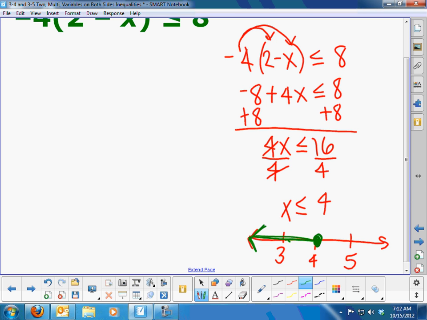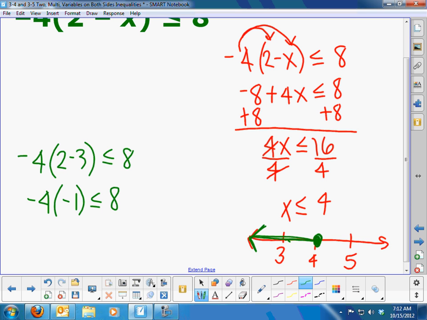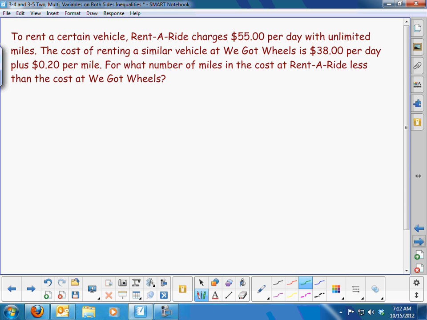If I plug in 3, because 3 is in my solution set, I should have -4 times 2 minus 3. Is that less than or equal to 8? -4 times 2 minus 3, which is -1. Is it less than or equal to 8? Well, -4 times -1 is 4, and that is correct. If I test 5, this number right here, 5, that's not in my solution set, I should get something that is not true.